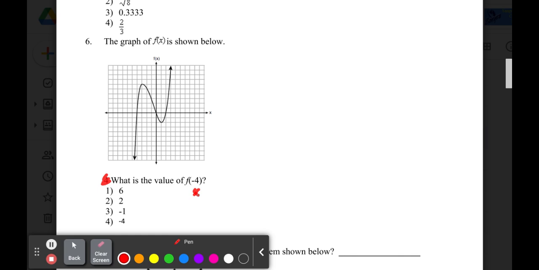What do you guys think it is? It's kind of hard to tell. I'm going to say it's this one. Is it 6? It's a really tricky one. When x is -4, is y 6? Let's answer the first question. When x is -4, is y 6? No. Maybe it's 2.